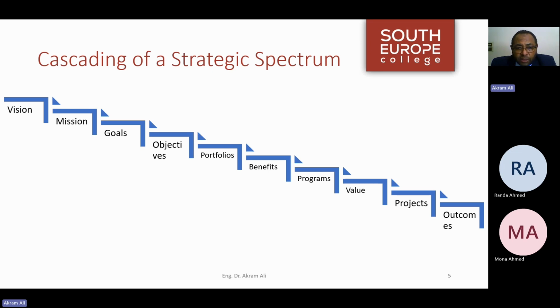Some references replace benefits with values and values with benefits. So this is just a point of caution. So sometimes value is part of portfolios and benefits is part of programs, depending on how benefits are defined in this reference and how value is defined in this reference.